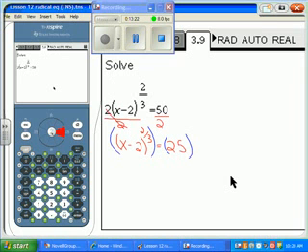Does this help? I want to raise it to something. What would I raise it to make it cancel? 3 over 2. Do you see why it's 3 over 2? What happens to my 2's? What happens to my 3's? Okay. So I get x minus 2 equals, you're going to put that in your calculator, 25 raised to 3/2 power.